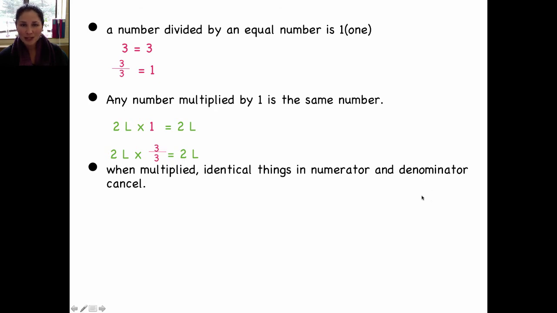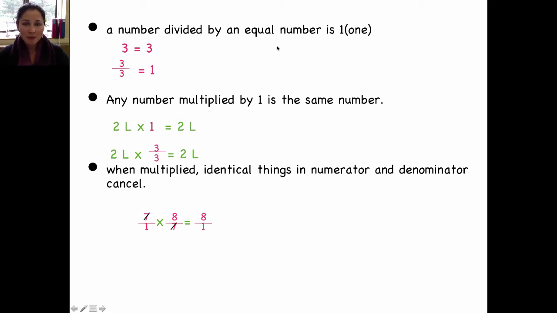The third principle that's going to allow us to do these manipulations is that when multiplied, identical things in the numerator and the denominator cancel. Here's an example. If I multiply 7 over 1, or just 7, by 8 over 7, the 7 in the numerator and the denominator will cancel, and I will get an answer of 8 over 1, or simply 8. So these are the 3 principles that are going to allow us to do unit conversions.